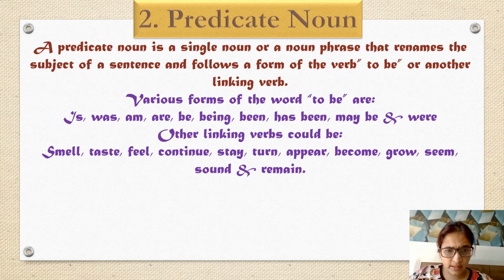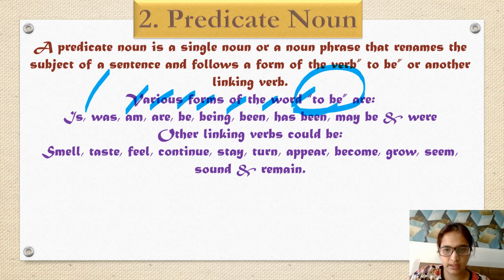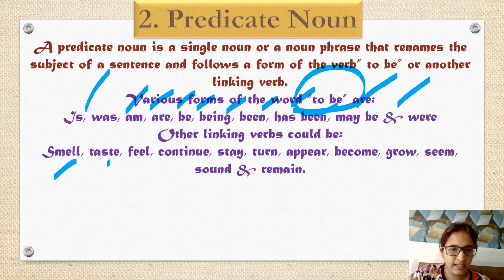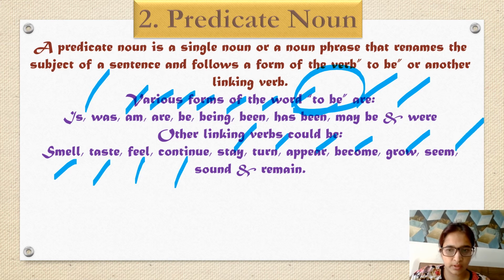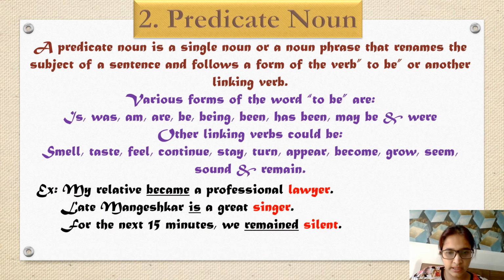Before we go to the examples, let's see what the various forms of the word "to be" are: is, was, am, are, be, being, been, has been, may be, and were. Then there are other linking verbs, which are smell, taste, feel, continue, stay, turn, appear, become, grow, seem, sound, remain. So these are the different types of linking verbs and forms of "to be," and we see how we use them and how the noun is related to them.